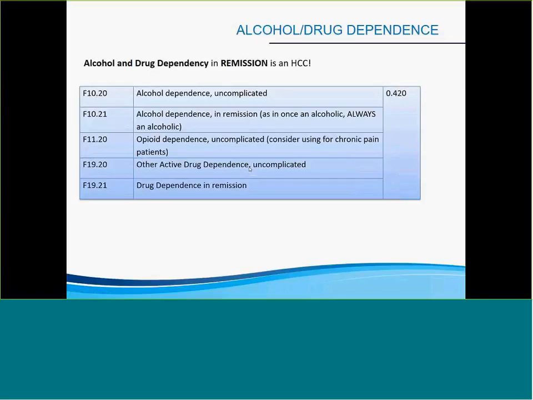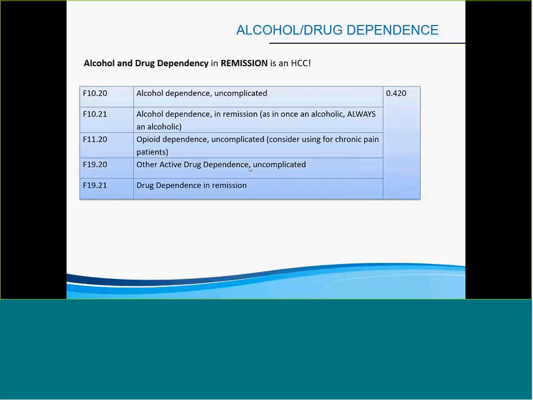Alcohol dependence is also undercoded. Someone who was a drinker 30 years ago and is still sober has alcohol dependence in remission. And you can see it's worth 0.4, which is about twice as much as atrial fibrillation.